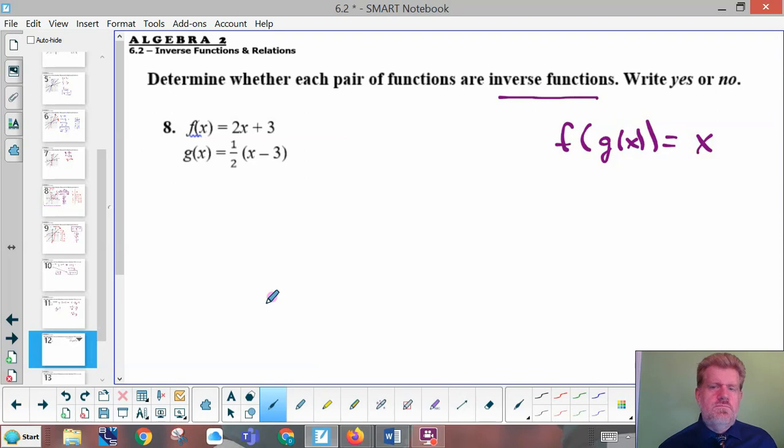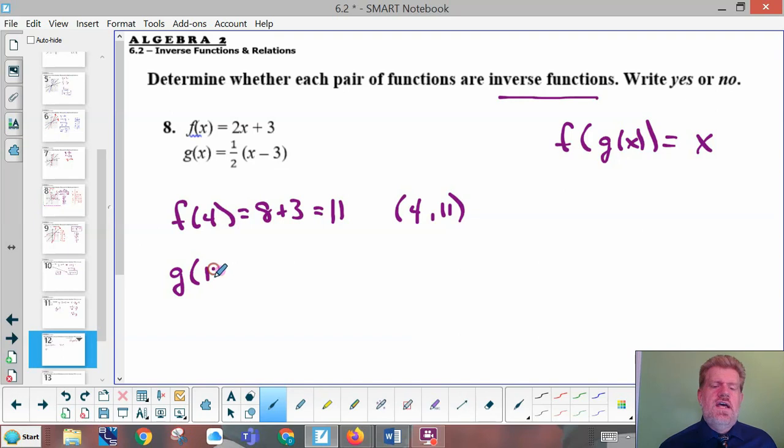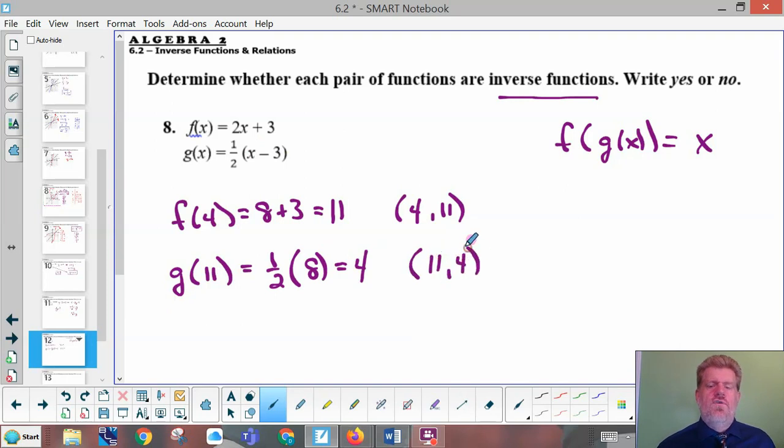Let me give you a numerical example. Pick a number. 4. Okay. What's f of 4? 2 times 4 plus 3. So f of 4 is 11. Well, let me take that 11 and plug that 11 into this problem. What's g of 11? If I plug 11 in for x, I get 11 minus 3, and 11 minus 3 happens to be 8. What's half of 8? 4. So when I plug in 11, I get 4. Look at that. Are those inverses of one another? They are, for that one point.